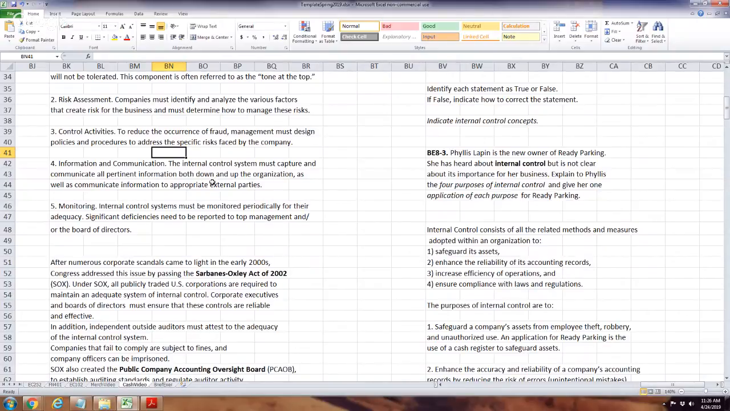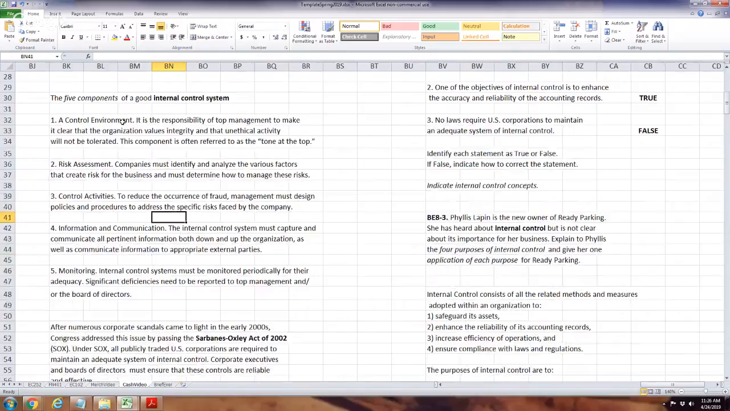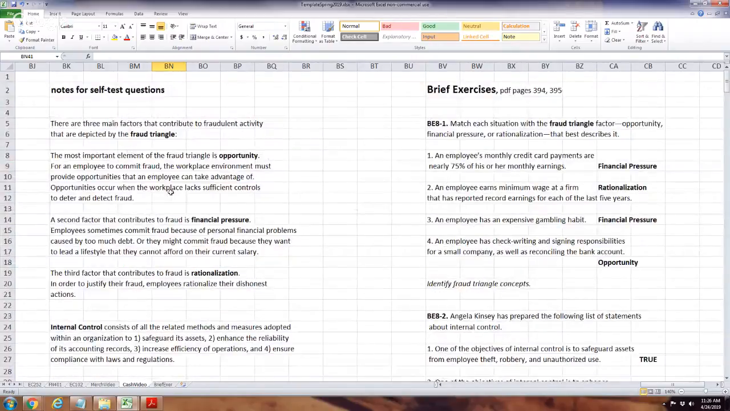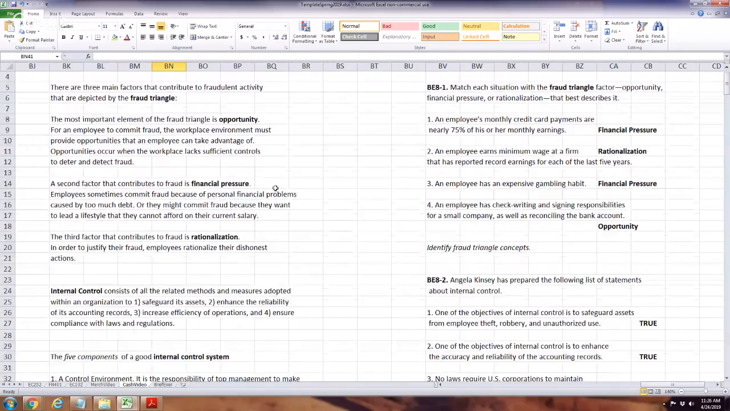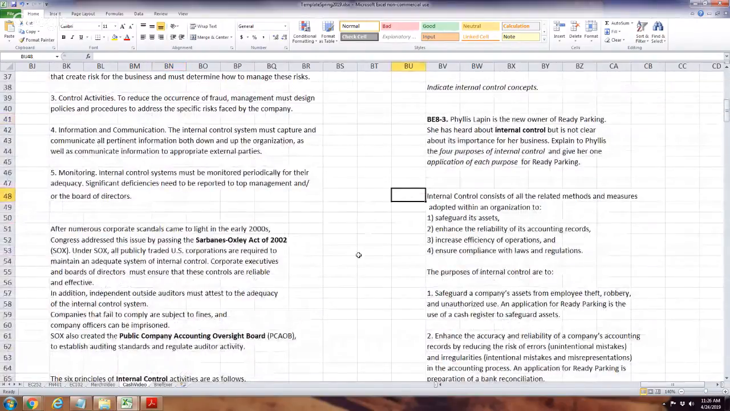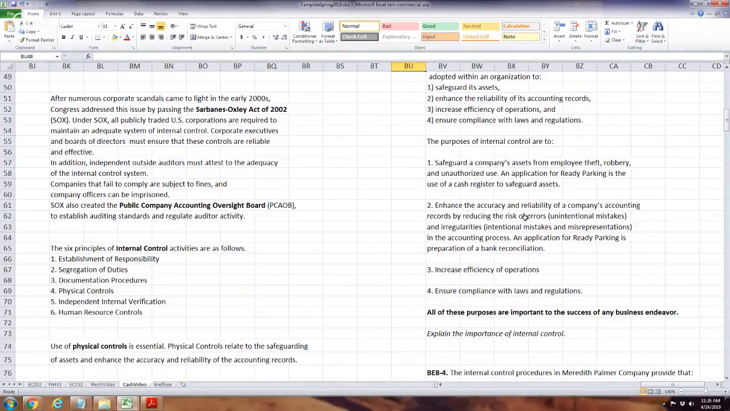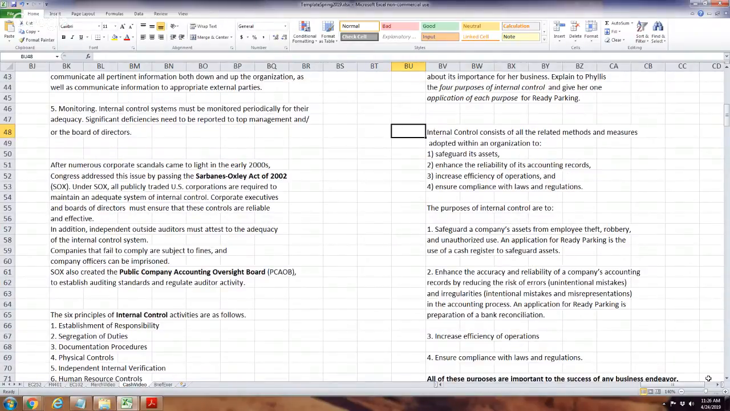Yeah, these are components. This is the four-triangle. Okay, here it is. Yeah, here's related methods and measures. Safeguard assets, enhance reliability, increase efficiency. There it is. Okay, yeah, folks. These are the methods and measures. These are components. Four triangles. So you've got to sort through it all as you go. Yeah, safeguard the assets, enhance the reliability, increase the efficiency, ensure compliance. Yeah, okay. And we can go through all that and sort of list the purposes as we go through all this.